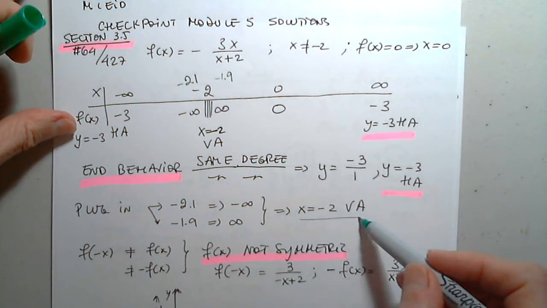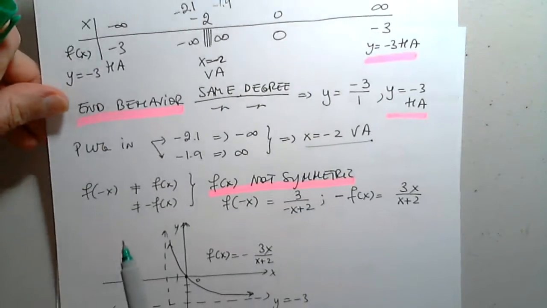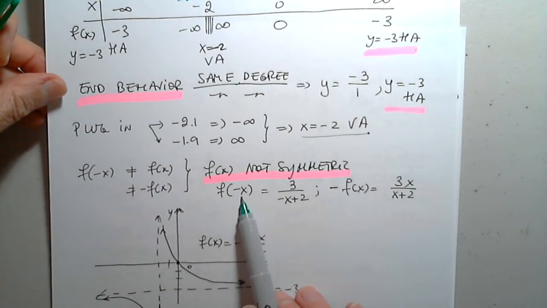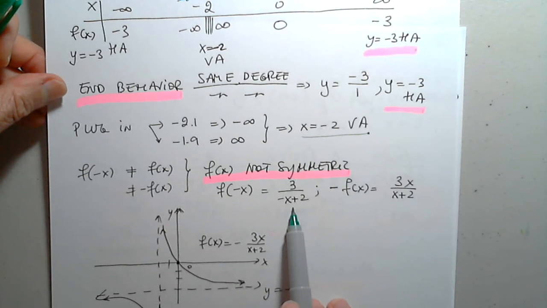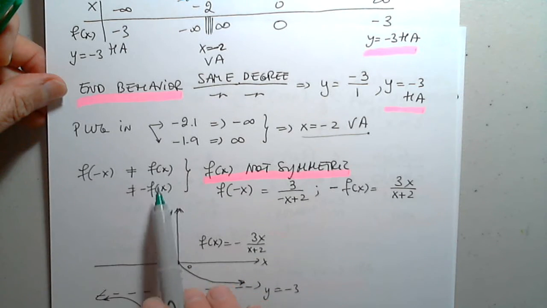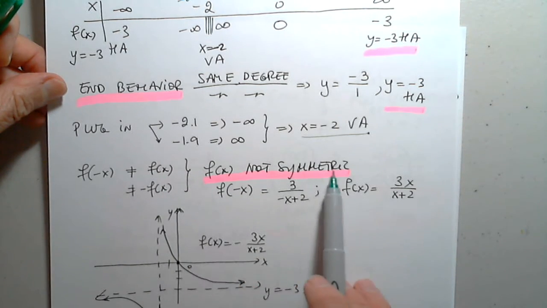So therefore, x equals negative 2 is a vertical asymptote. I have to check whether the function is symmetric. The function is not symmetric because f of negative x will be this, and negative f of x will be this. So f of negative x will not equal either one. So the function is not symmetric.